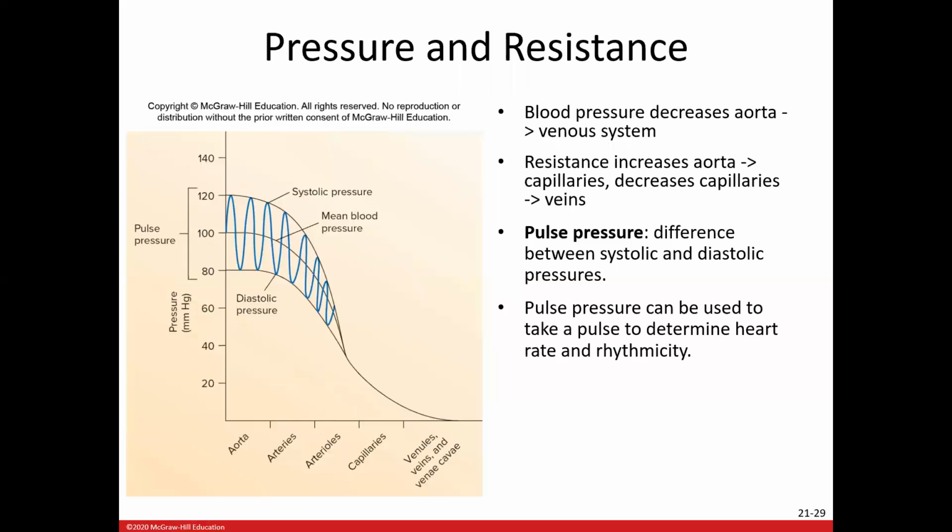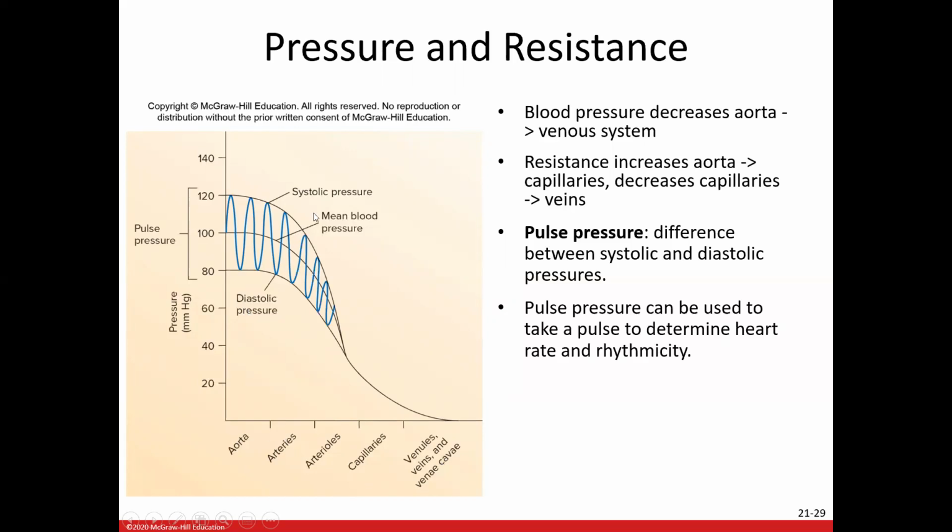Then we have pressure and resistance. So another graph on the left here, we have pressure on our y-axis, and then we have the aorta, arteries, etc. on the x-axis. Again, think of this like distance from the heart. So pressure graphed against distance from the heart, because we're going from the aorta to the veins, the venous system.